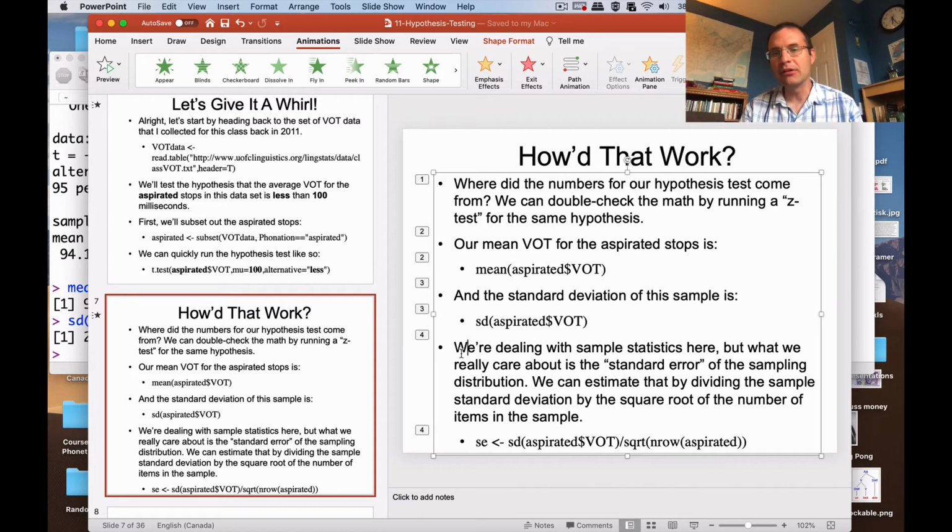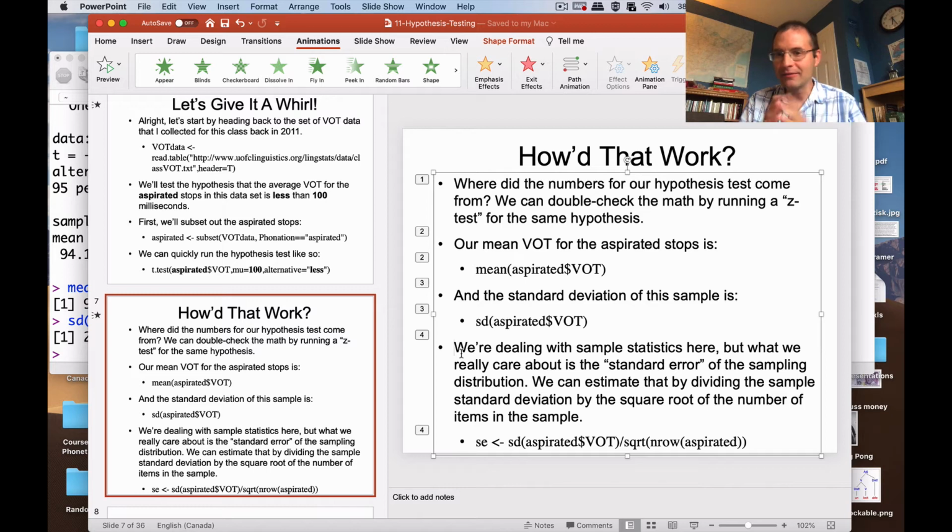I'll just remind you that we're dealing with sample statistics here, down at this part of the slide. But what we really care about is the standard error of the sampling distribution. We can only get so much out of the sample by itself. We want to find out how that sample fits on the sampling distribution for the entire population. And remember, we're hypothesizing the population mean is 100. If we take multiple samples from that population, we'll wind up getting means that should form a normal distribution centered around that mean of 100 milliseconds.